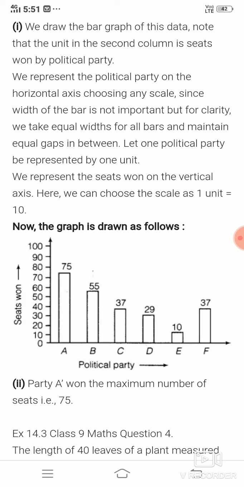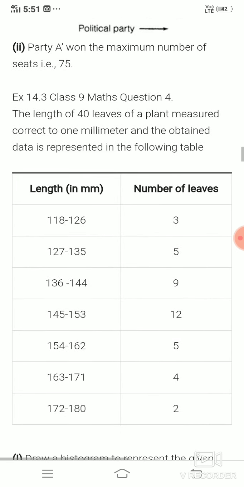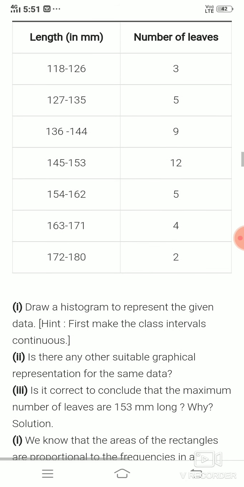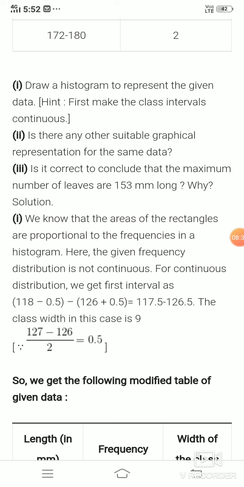That question's answer is party A, which won the maximum number of seats, that is 75. Next, similarly, the lengths of 40 leaves of a plant are measured correct to 1 millimeter, and the obtained data is represented in the following table. Draw a histogram. This is the question. For that, the first hint is to make the class intervals continuous, and we also need to present the data using a graph.